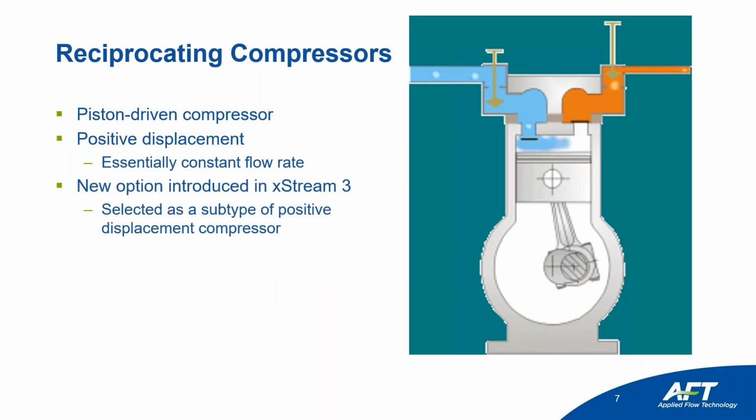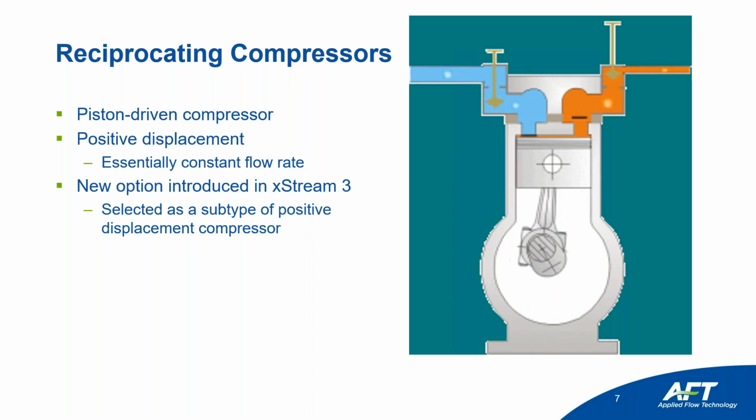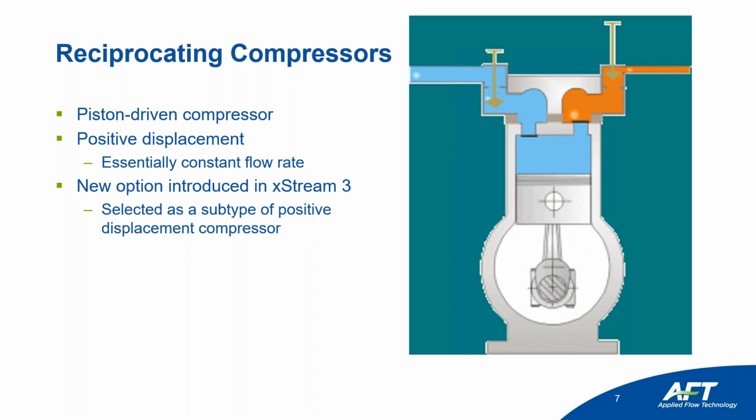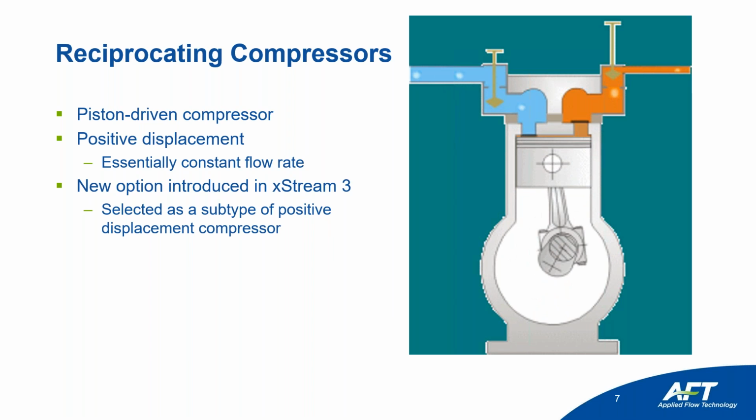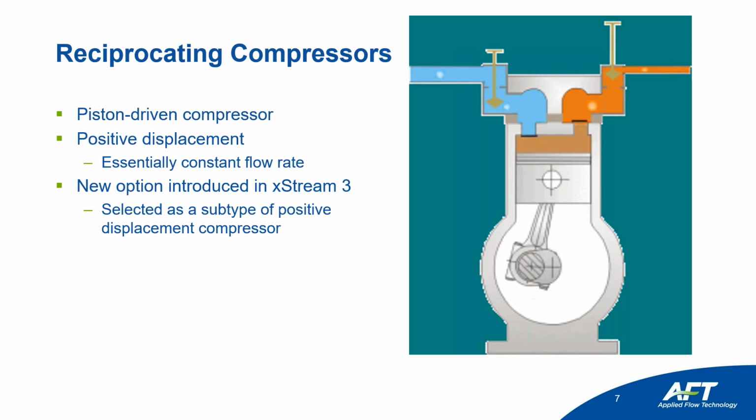Reciprocating compressors are piston-driven compressors. They're conceptually similar to a piston engine, and we use similar terms like top dead center, bottom dead center, connecting rod length, things like that. They're positive displacement, which means that they have an essentially constant flow rate. And they are a new option introduced in xStream 3, which are selected as a subtype of the positive displacement compressor.